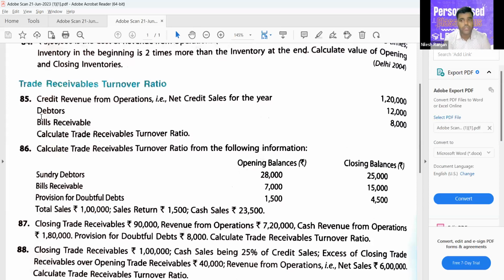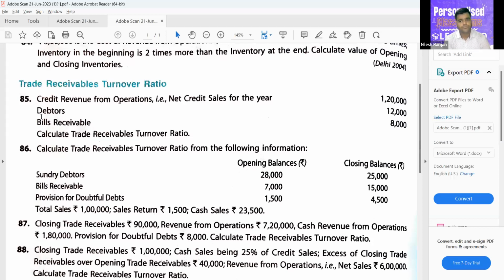that is 20,000. So in the absence of average trade receivable, or if we are not able to calculate it, then we will use simple trade receivable. Or sometimes bills receivable will also not be given in the question. Then we will use debtors.